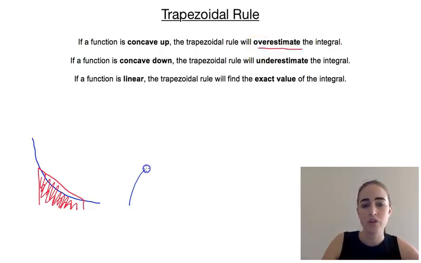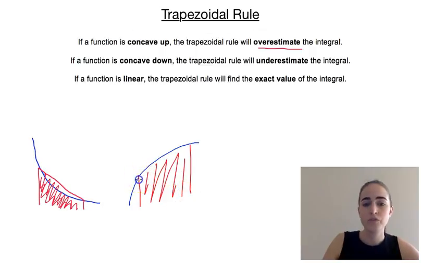If our curve was concave down, and we wanted this area here, this whole thing here, when we draw a straight line in there, we're sort of chopping off this top little bit. So when it's concave down, we're going to underestimate the integral. If our function is linear, so it was actually just a straight line, then the trapezoidal rule would find the exact value of that integral.